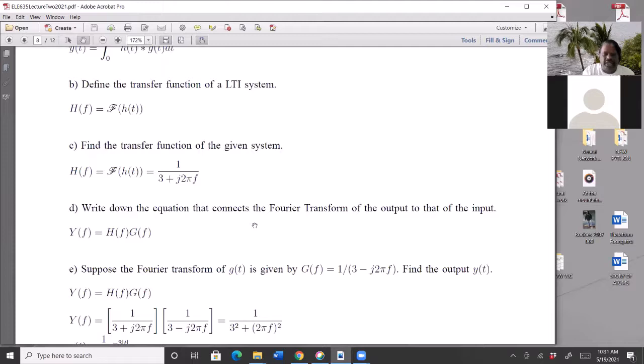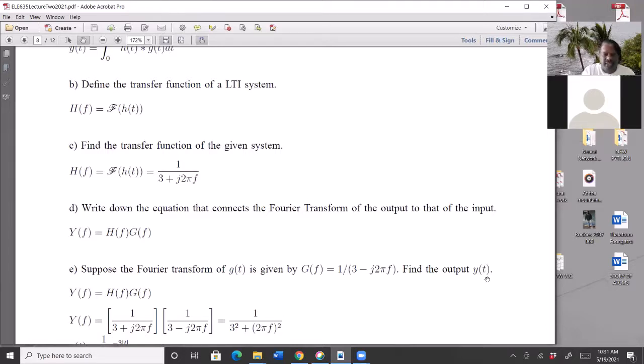Write down the equation that connects the Fourier transform of the output to that of the input. Okay, you know this. Y(f) is H(f) times G(f). Suppose the Fourier transform of g(t) is given by this. Find the output y(t). So you guys know how you did this in signals and systems.